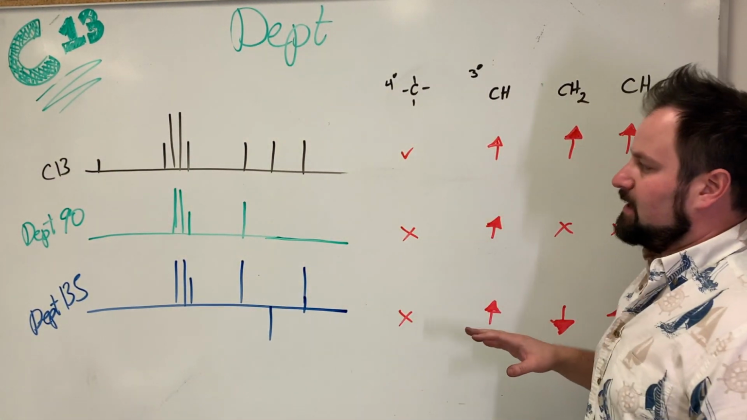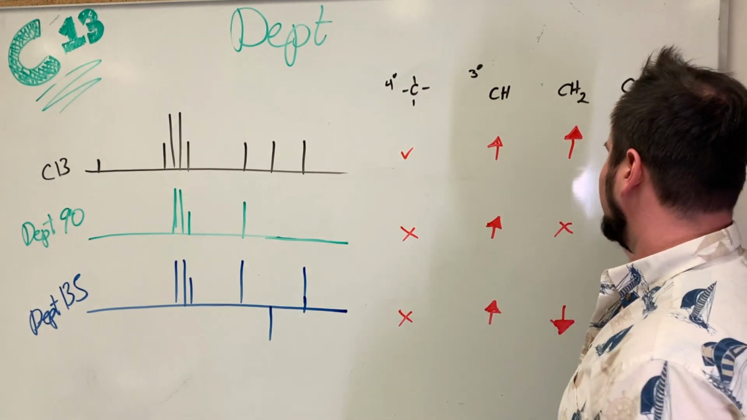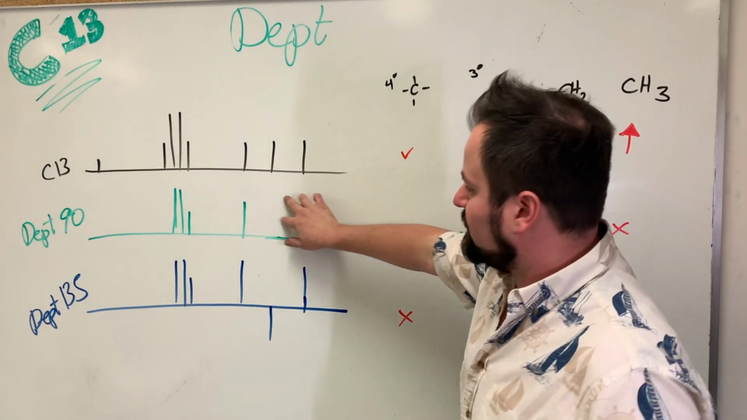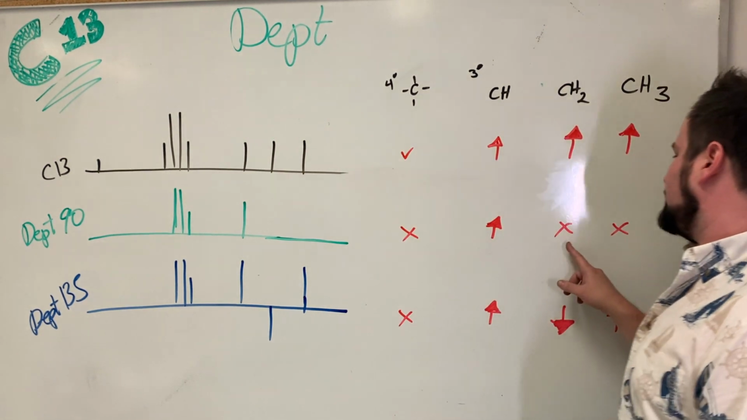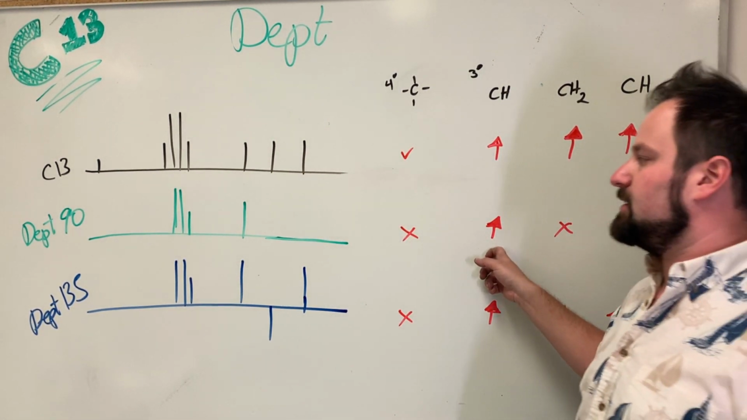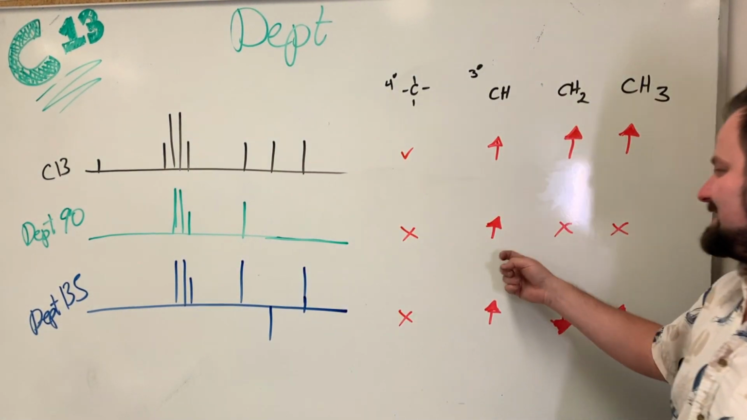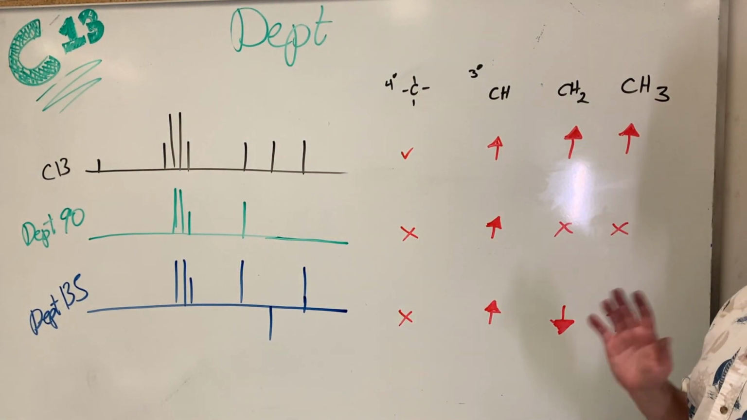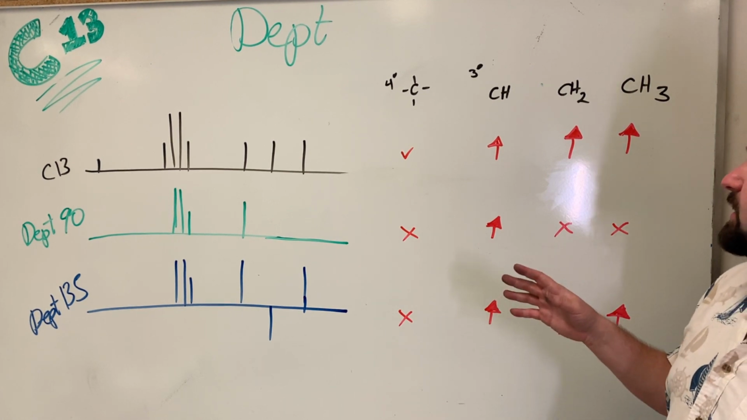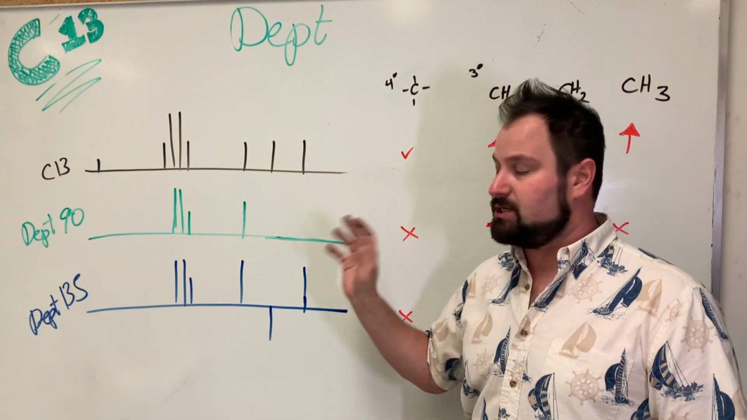But that would tell you that's most likely a quaternary. However, you'll see there's a few other missing peaks. The other things that are missing are CH2s and CH3s. Only CHs appear for a DEPT 90. So DEPT 90 only gets CHs, and no CH2s, no CH3s, and no quaternaries. So you see these are gone too.